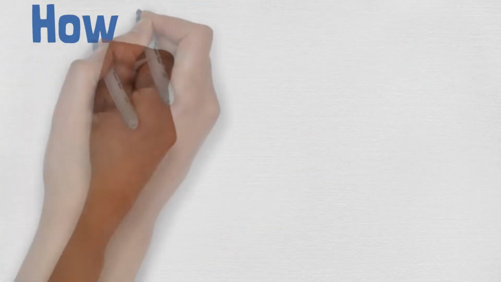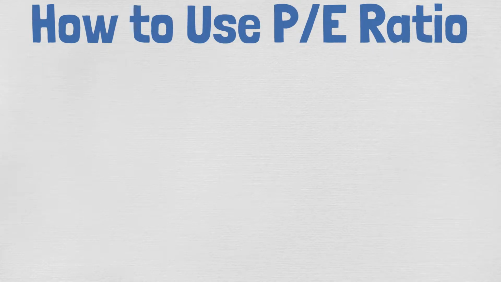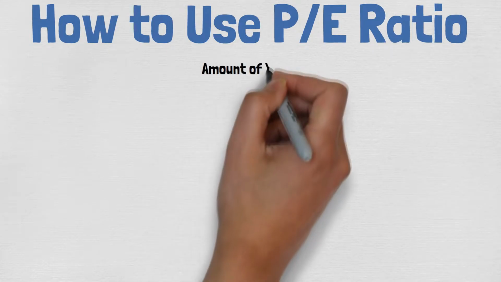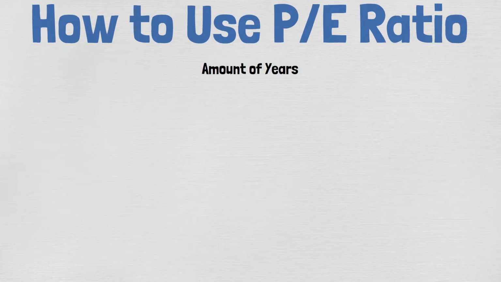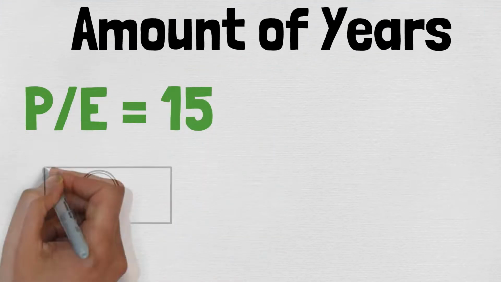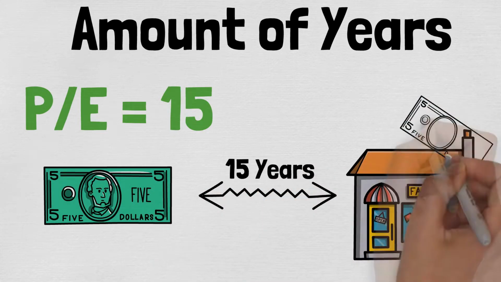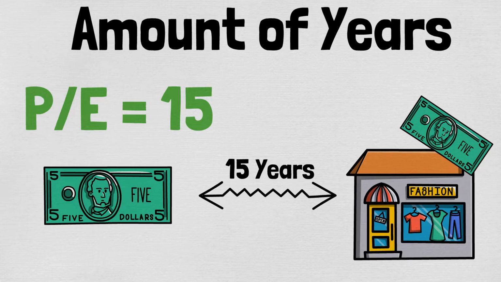So now that we know how to calculate the different PE ratios, let's take a look at how we can use them. First of all, the PE ratio tells us how many years it will take for the stock to pay back the money invested. Let's say that the PE ratio for a company is 15. This means that it will take 15 years for the company to earn the amount of money we have invested if the earnings stay the same.